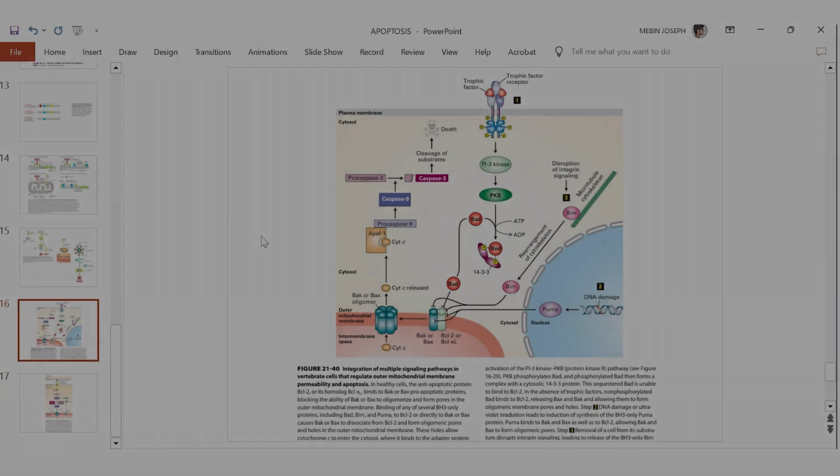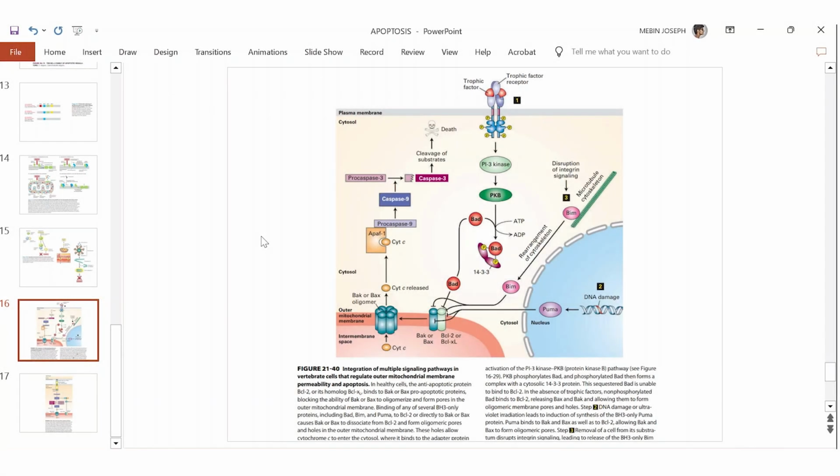Hello everyone again. So we will continue apoptosis. In the previous video, we studied what is apoptosis, what are the major factors involved in the apoptosis pathway, then general signaling of apoptosis. So in this video, we will again continue with apoptosis pathways. We have already discussed the general signaling, so we will continue with the pathways.